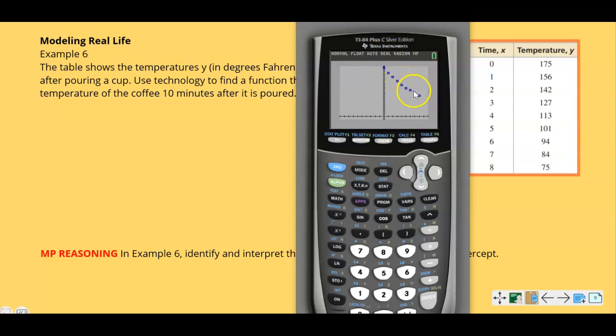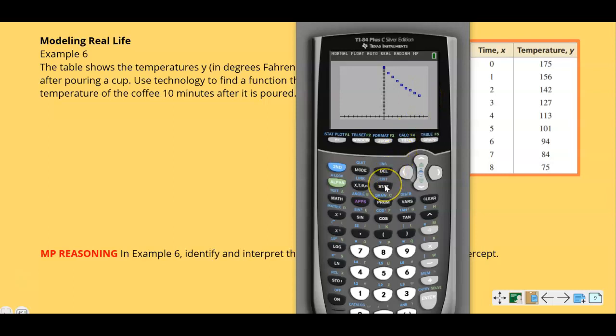So it does look like a curve. It looks like exponential decay to me. All right, and we're talking about temperature in degrees Fahrenheit of coffee. So the temperature would be going down after so many minutes. So it would represent exponential decay.